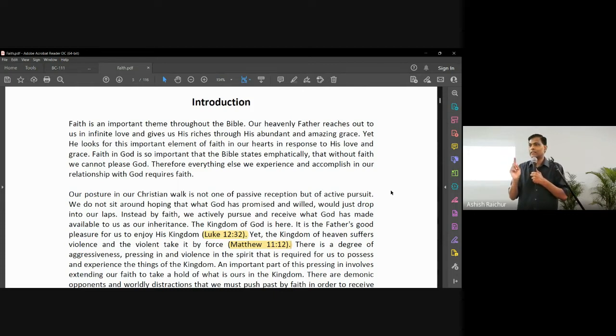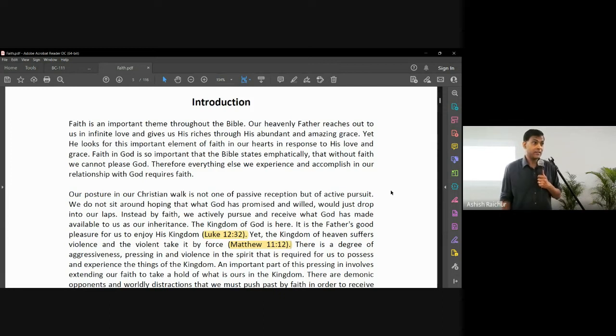Do you understand that? So from God's side, He's giving it freely. He's our Father. We are His children. He says, whatever is in my kingdom, it's for you. But from our side, we are the children of God, but we are facing things around us that would try to prevent us from receiving what God freely gives to us. So that's why Jesus said, Matthew 11:12, the kingdom of heaven suffers violence, and the violent take it by force. So we have to take it by force.